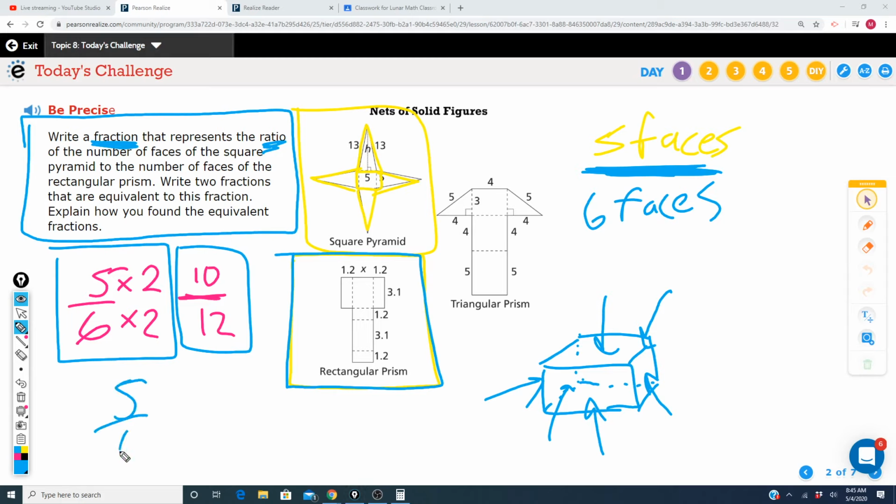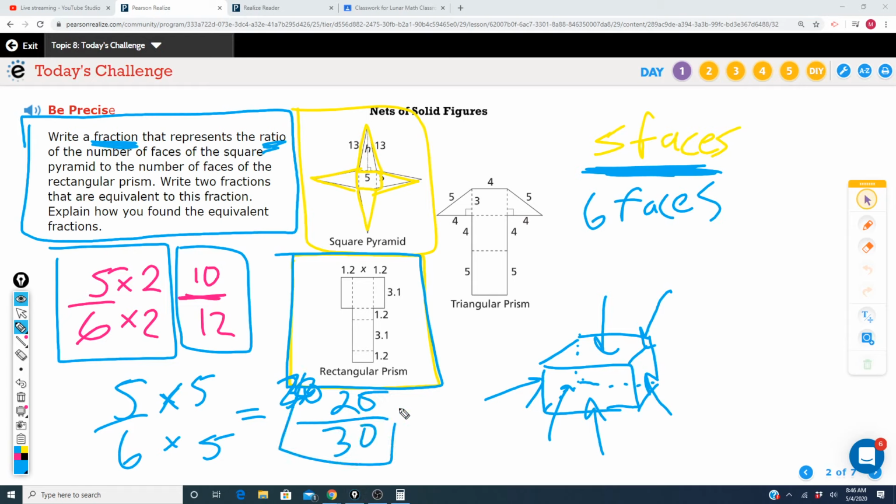So if I were to take 5 over 6, another equivalent fraction is if I multiply both the top and the bottom by 5. 5 times 5 is not 30, 5 times 5 is 25, and 6 times 5 is 30. An equivalent fraction would be 25 over 30. Those are the two equivalent fractions.